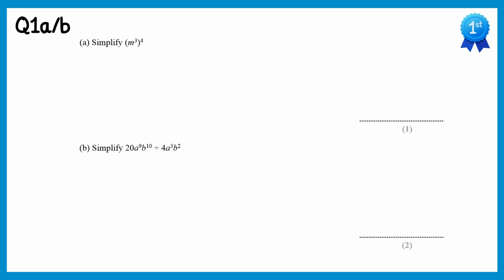When you have a bracket raised to a power, you just multiply the indices. So in this one, we'll multiply 3 and 4 to get 12. So the answer is m to the power 12.